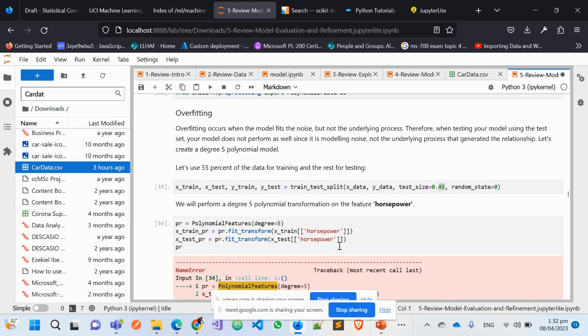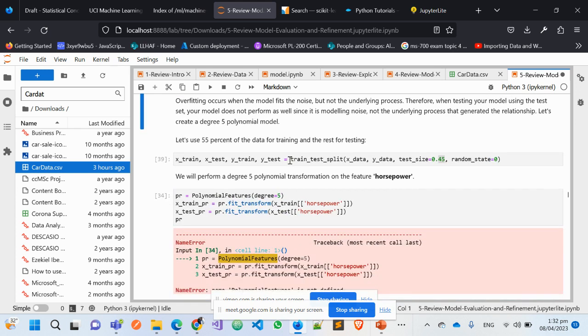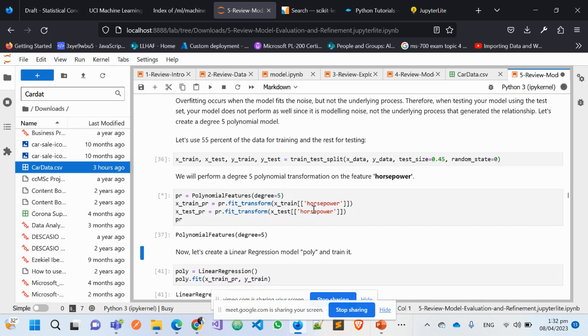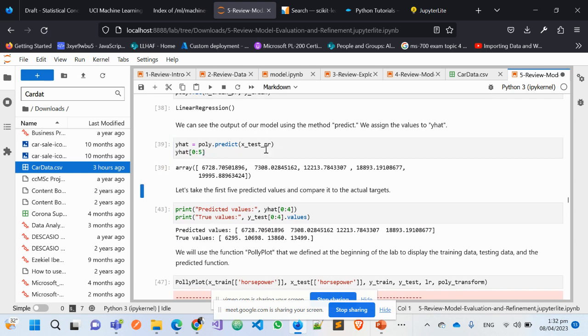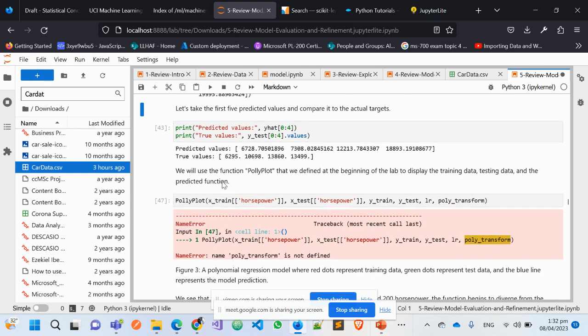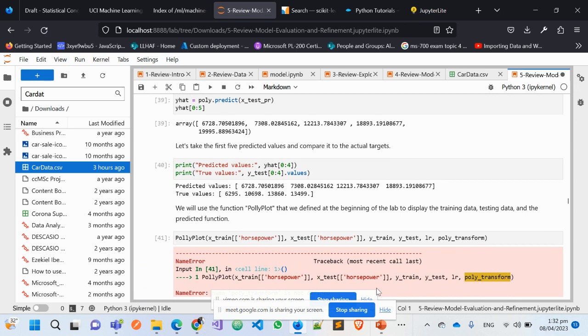Okay, polynomial feature is not defined, so we need to define and import our library from scikit-learn so that it will be defined for us. So what we're checking is the overfitting of our model. Then we'll go through the options that we have here. This polynomial transform, I'm still having errors here. The polynomial transform is not defined. Let's see why it's not defined.